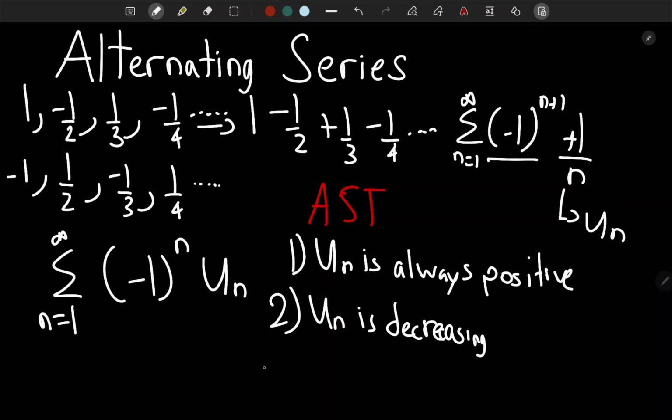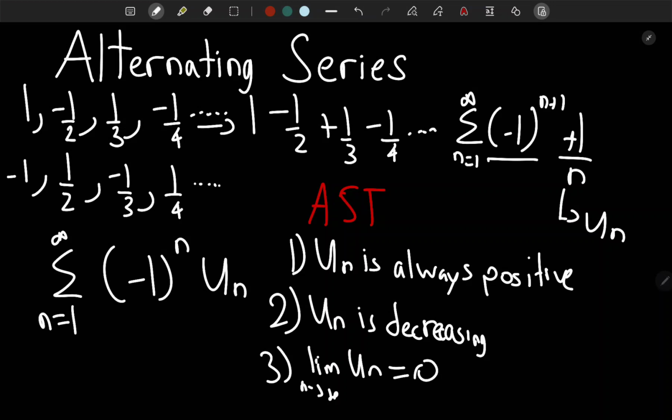Now the third condition is we check the limit of u of n as n approaches infinity and check if it is equal to 0. If it is equal to 0, then this condition is also satisfied. And here we can try that. We have 1 over n, where n is approaching infinity. So we have 1 over infinity, which is equal to 0. So it checks all three conditions.